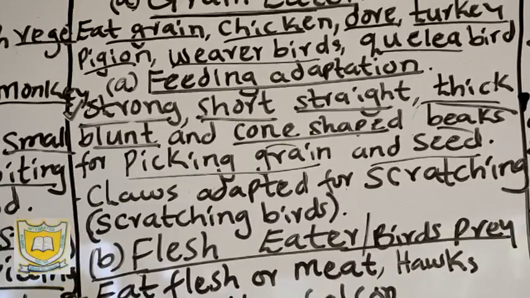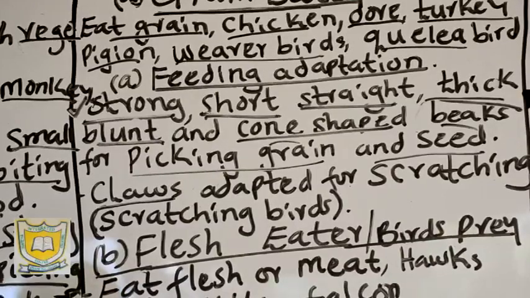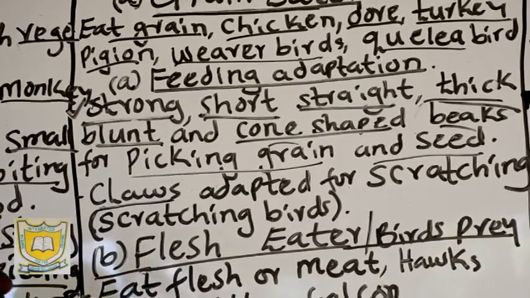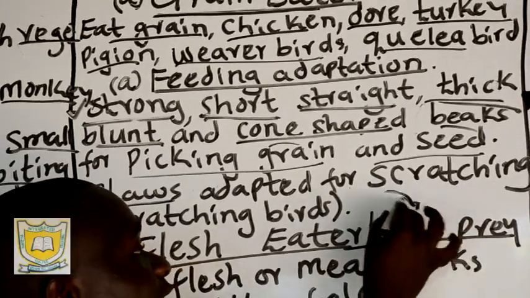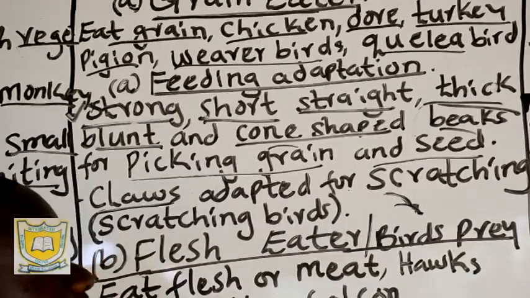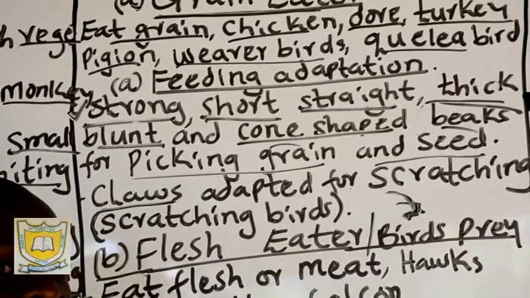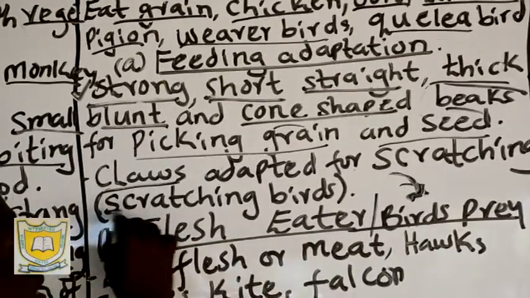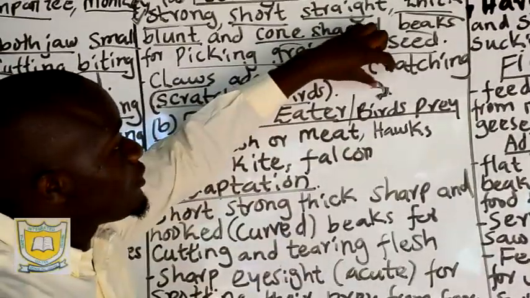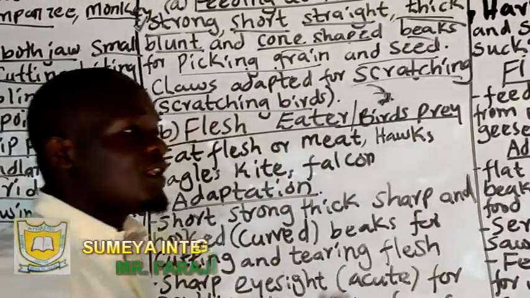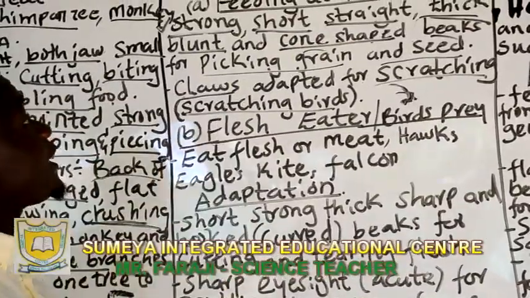It also has what we call the claws. We discussed considering the mouth or the beaks, or we consider the feet. When you look at the feet of these birds, at the end of any toe you get what we call a claw. These claws help these animals to scratch. That's why we call them the scratching birds. When they scratch down there, they look for food and also seed from the soils. That's all about the grain eater.